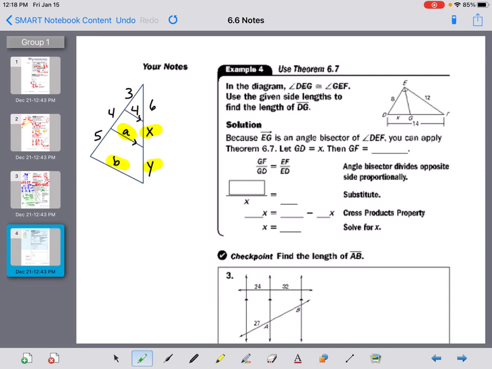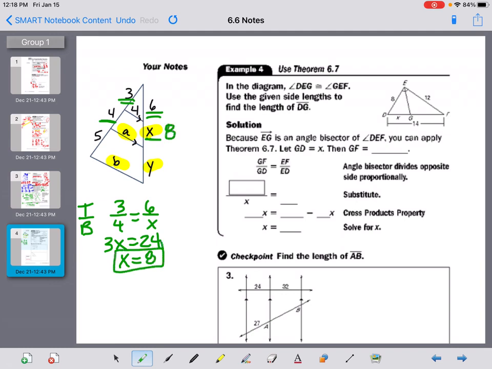So I'm looking at x and thinking, you know what, it should go to 4. I need another side segments that both have numbers. How about going with 6 and 3, okay? So if I want to go top to bottom here, I have 3 over 4 on the left. I have 6 over x on the right. I'm set up. I get 3x equals 24 when I cross multiply, and x equals 8. Nice and easy, okay?